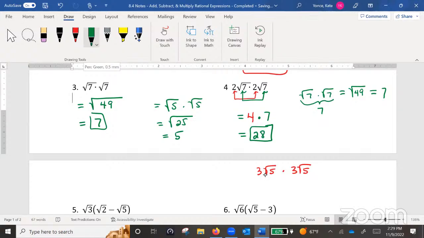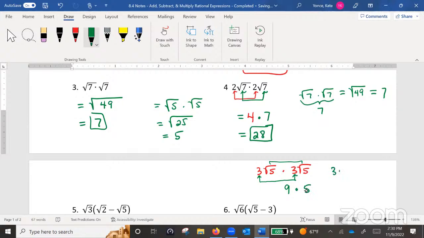That's part of it. Okay, so no, I mean, you're kind of thinking the right things, but got a little lost. Yeah, so no. 3 times 3 is 9. Square root of 5 times square root of 5 is square root of 25, which is 5.